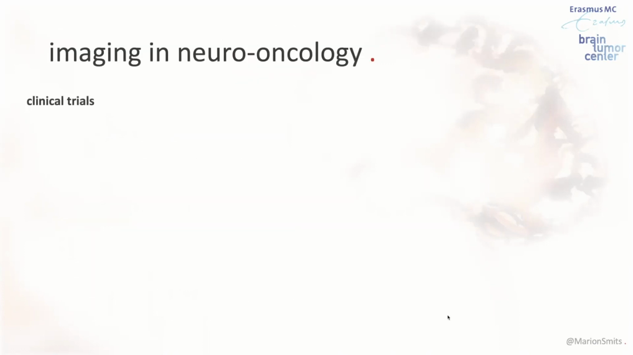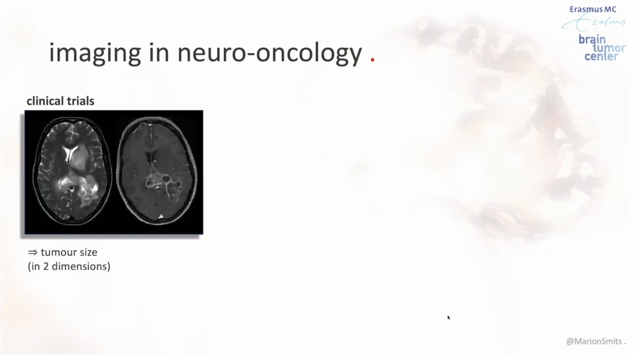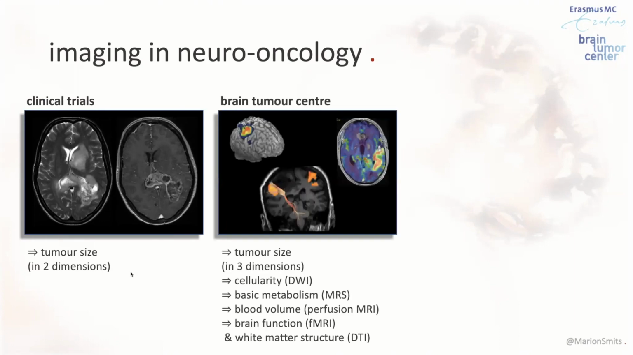So when we think about imaging in neuro-oncology, there's basically three pillars that we need to consider. So there's the clinical trials, where the imaging is extremely basic, and all we're basically interested in is tumor size, or the size of the abnormalities is maybe a better description. Then there's the imaging that's done in a brain tumor center, so a center where we do a bit more, where there's neurosurgery, where there's treatment of brain tumor patients.